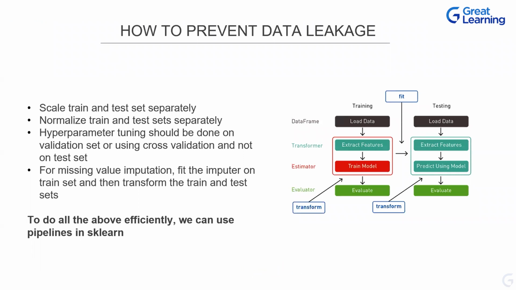right? So fit is to calculate the parameters on a given set, and transform, as the name suggests, is to use those parameters to convert the values. So we will say a fit transform on the training set and just a transform on the test set. Right? Let's understand this a little better with the help of one example.